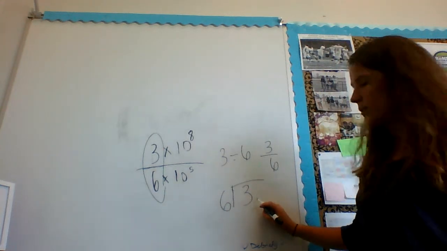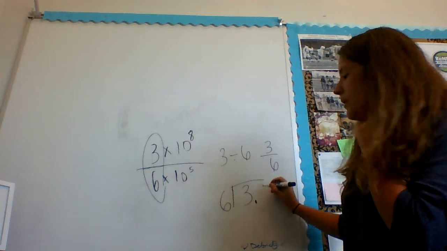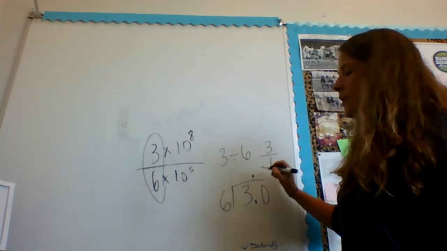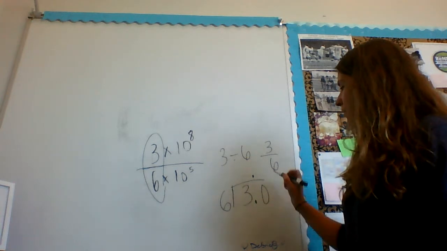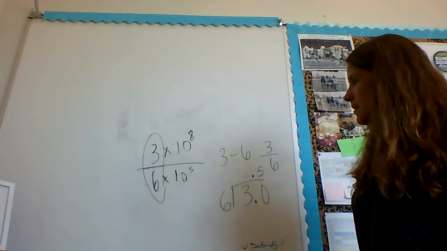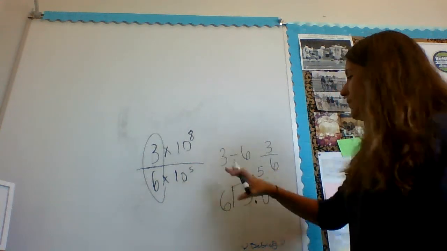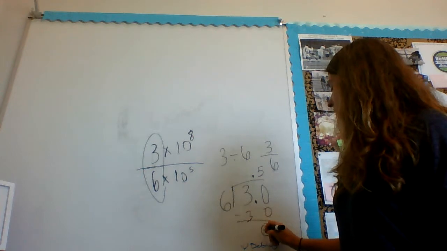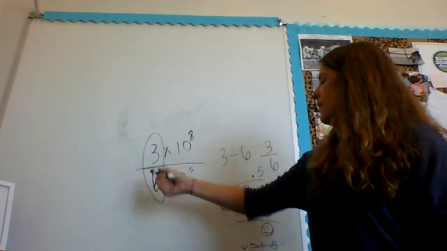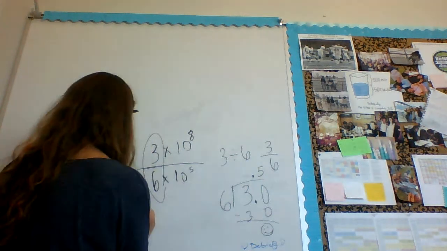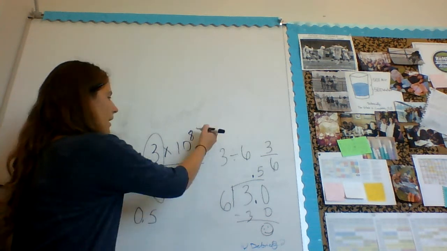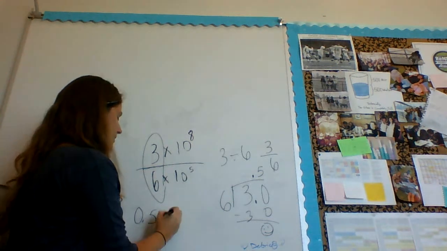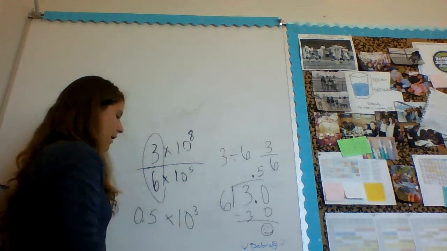6 does not go into 3, so I need to put a decimal point and add a 0. If I have a decimal point here, I need one here. 6 goes into 30 5 times. So 3 divided by 6, I'll finish this one. 5 times 6 is 30. That gives me that nice old 0. So 3 divided by 6 is the same thing as 0.5. I'm dividing 10 to the 8th by 10 to the 5th. I will subtract my exponents. That's 10 to the 3rd power.